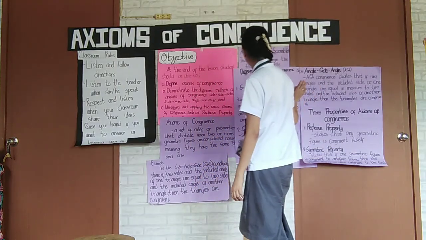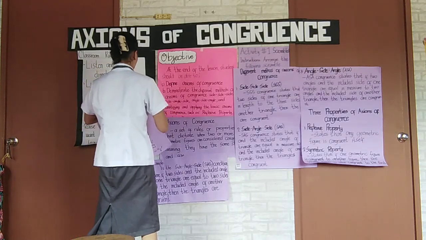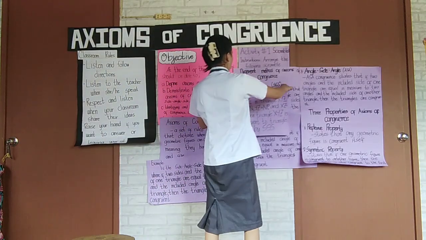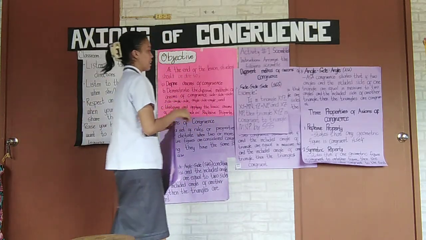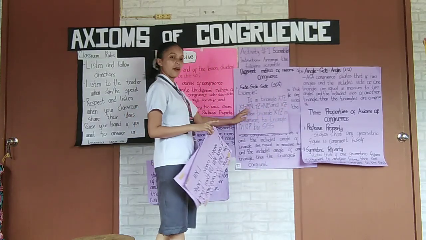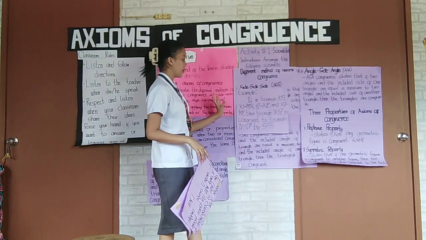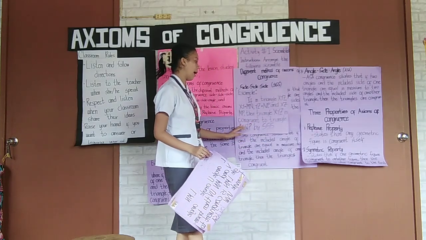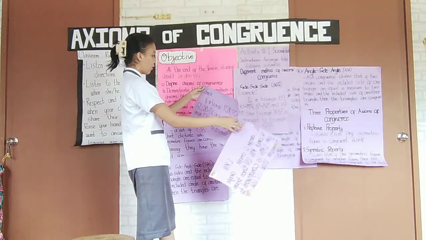So I have an example of side side side. If in triangle XYZ, XY equals MN, YZ equals NP, and XZ equals MP, then triangle XYZ is congruent to triangle MNP by SSS.